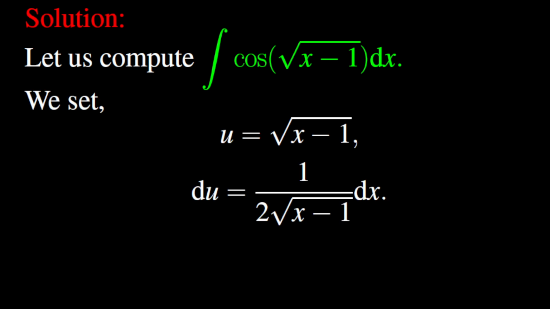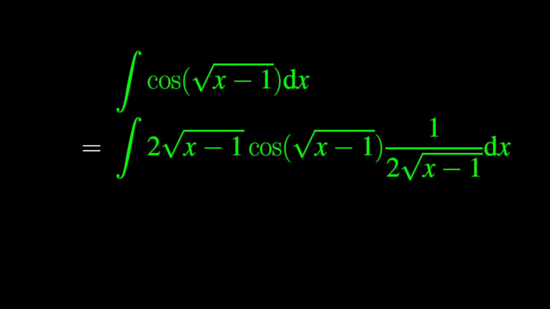We set u equal to square root of x minus 1, then du equals the fraction 1 over 2 times square root of x minus 1 dx. The integral of cosine of square root of x minus 1 dx can be expressed as the integral of square root of x minus 1 times cosine of square root of x minus 1 times the fraction 1 over 2 times square root of x minus 1 dx.